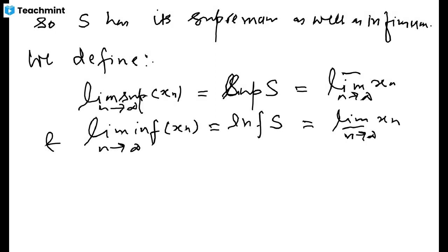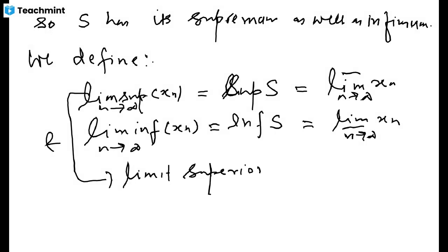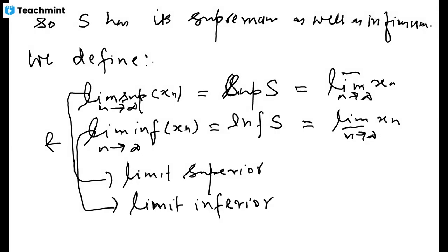And how are these pronounced? This first one is read as limit superior, and this second one is read as limit inferior. So limit inferior and limit superior are limit points of a sequence, but what limit points are they? They are the smallest and the largest limit points of the given sequence. That has to be proved. We haven't proved yet that these are limit points, but they are going to be limit points.